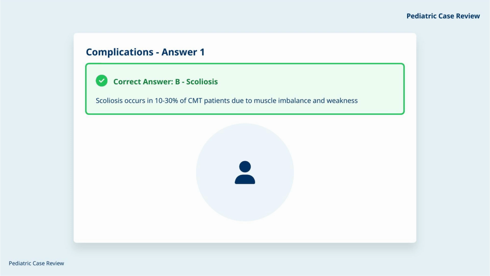Approximately 10 to 30% of children with Charcot-Marie-Tooth disease develop scoliosis, which is significantly higher than in the general population. This is thought to result from trunk muscle weakness and imbalance. Progressive scoliosis requires monitoring and may need orthotic management or surgical correction if severe. Other musculoskeletal complications include hip dysplasia and kyphosis.